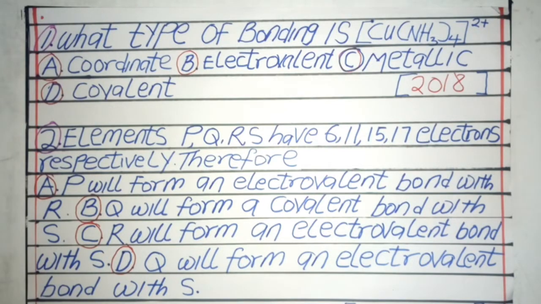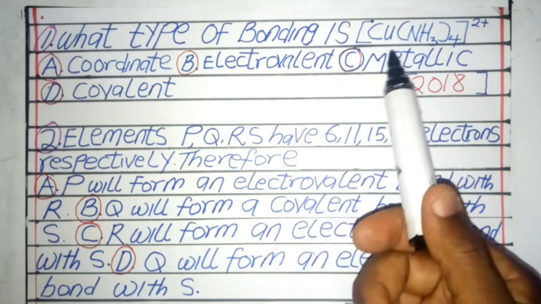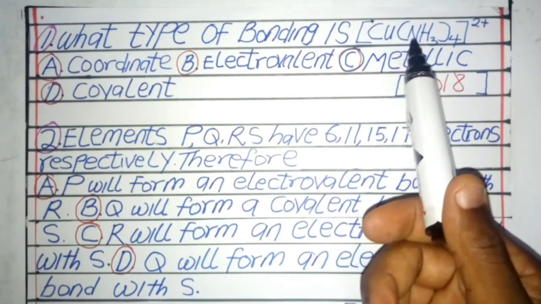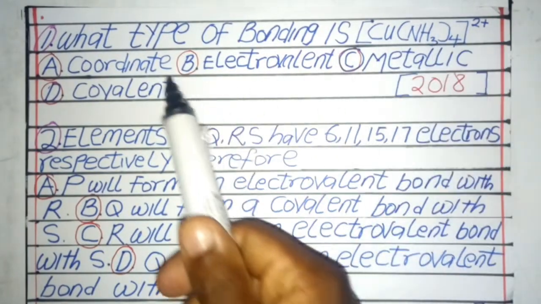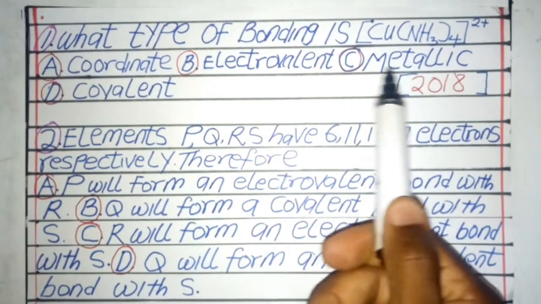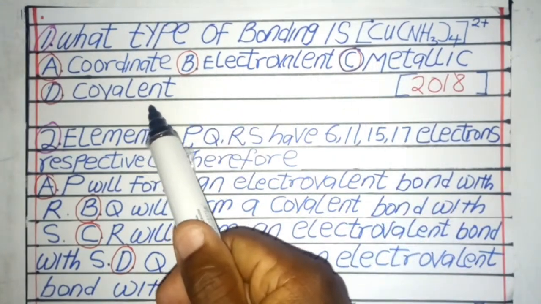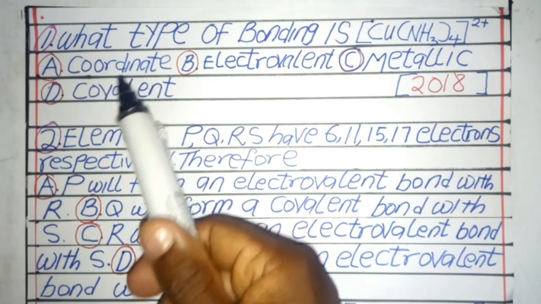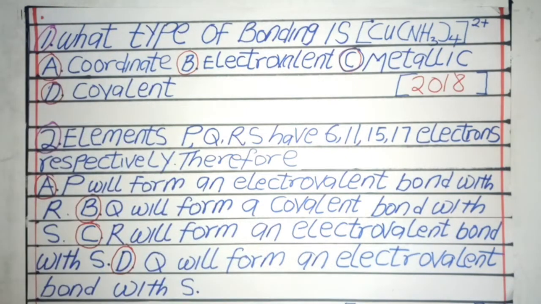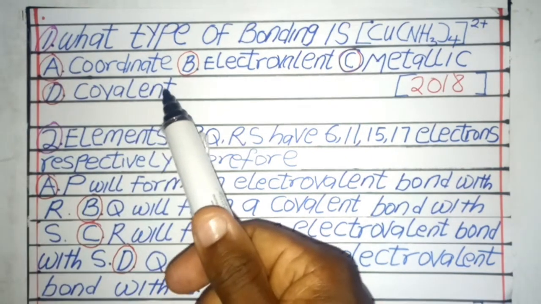The first question: what type of bonding is this complex compound, copper(II) tetraammine? We have coordinate, isovalent, metallic, covalent. The answer is coordinate. Coordinate is a type of covalent bonding.